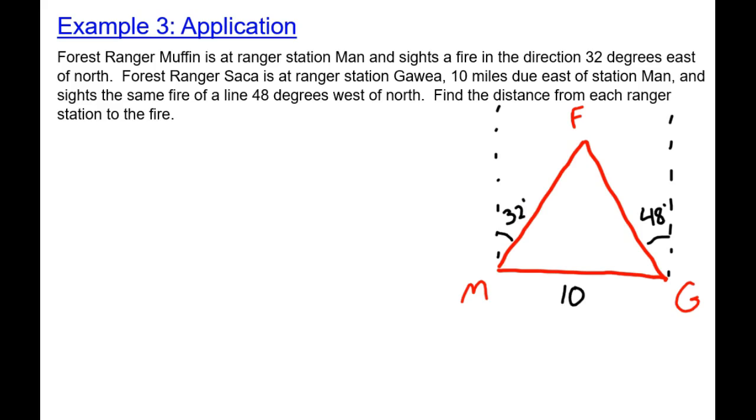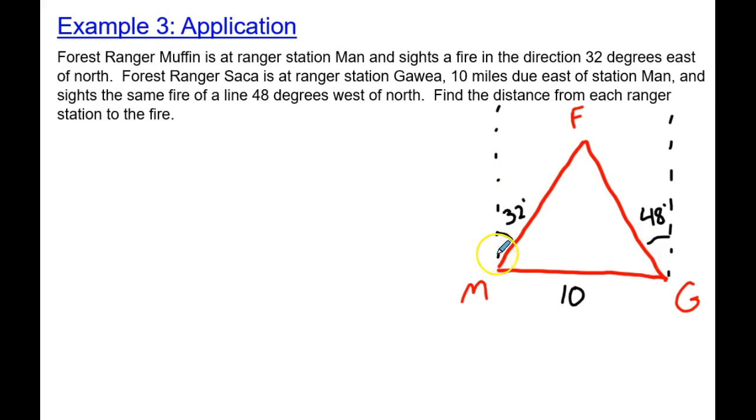So we can create a triangle to represent the situation. We have Station Man, Station Juia, and the fire. We know the angle between straight north and the line to the fire, east of north, is 32 degrees. Same thing on the other side, except it's 48 degrees, and the distance between the two stations is 10 miles. Using this information, we can find these two angles within the triangle.